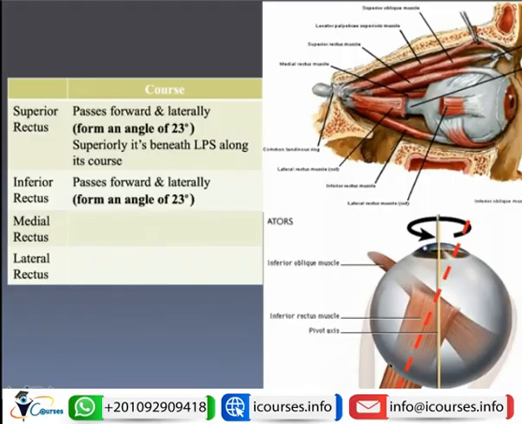The inferior rectus will be the same as the superior rectus, meaning that it takes origin from the common tendinous ring, then it passes forward and laterally to insert into the globe. So this is the inferior rectus muscle, and we are seeing the globe from above. Here the inferior rectus is passing forward and laterally, again making an angle of 23 degrees with the axis of the globe.